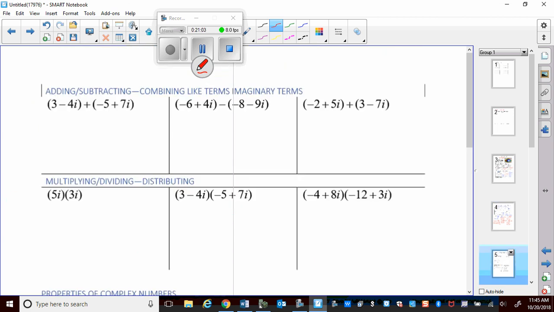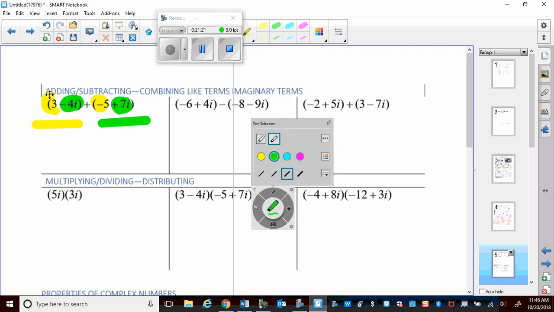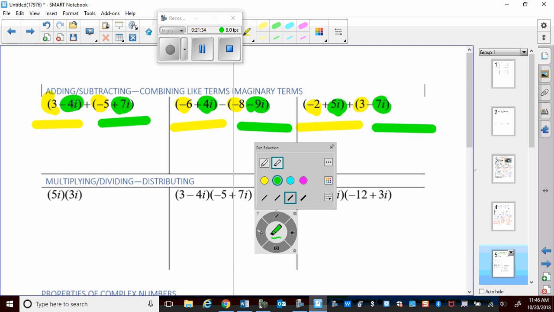Now, when we're combining like terms for imaginary numbers, I like to highlight my number terms and rewrite them. And then I like to highlight my variable terms and rewrite those. Okay? So number terms, all highlighted. Imaginary parts, highlighted, and ready. Okay? So, putting those together, I have 3 minus 5.